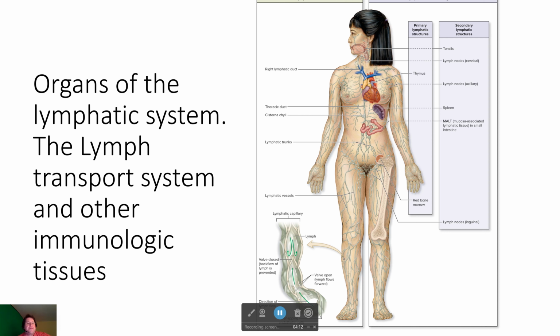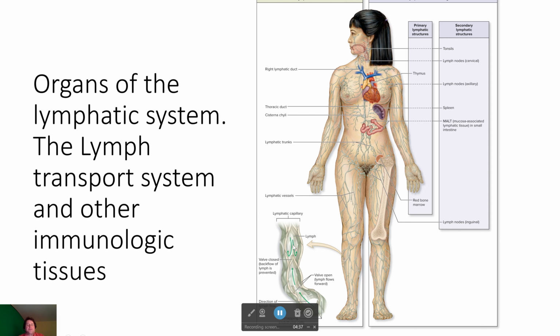Okay, so organs here, we're talking about the thymus. Already mentioned that one. The spleen, something called MALT, mucosal associated lymphatic tissues in the small intestines, and there are other places too. Lymph nodes, the tonsils, the red bone marrow. These are all structures or organs of the lymphatic system.